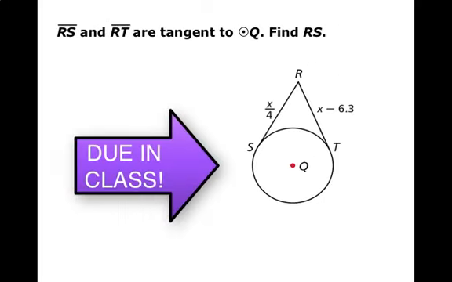Now I want you to take a look at this one. Given that RS and RT are tangent to circle Q, find the length of RS. This one will be due in class. Make sure that you set up your equation, solve, and go back and check your answer to make sure that you are correct. Remember that this is due in class.